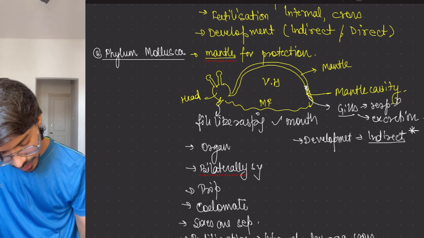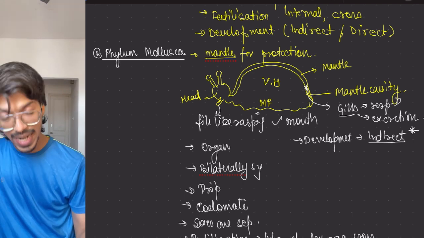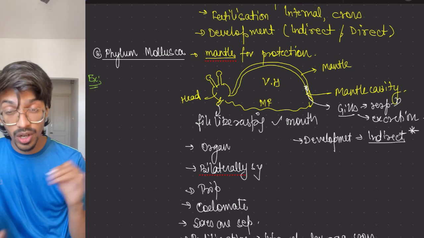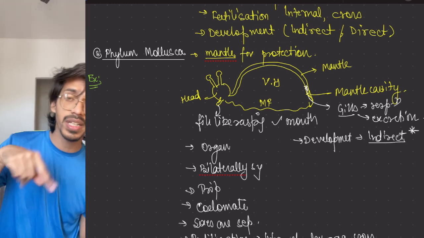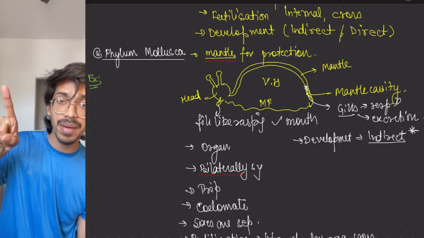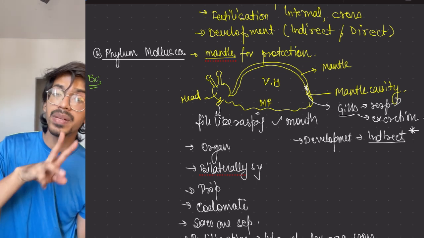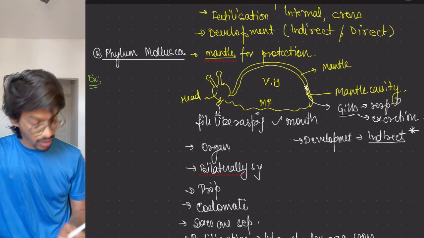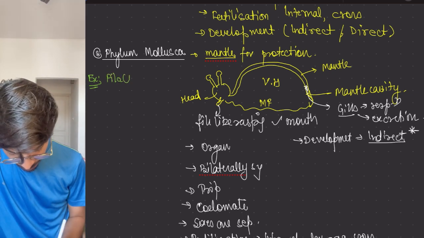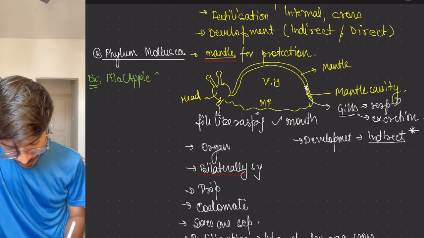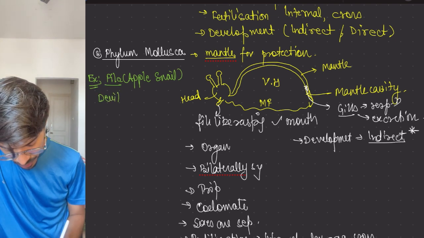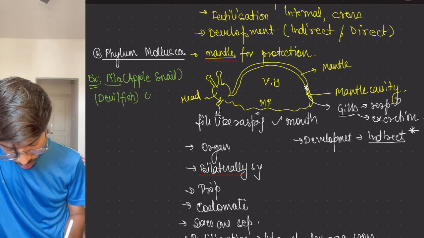Now comes the most important part, that is the examples. The examples here are very different. A lot of examples are there. Two diagrams are given. One is Pila, which is the apple snail. Another example is the octopus diagram given to you, which is called devilfish. Other than that, we have to remember: first is Pila, that is apple snail. Then we have devilfish. Devilfish is your octopus.